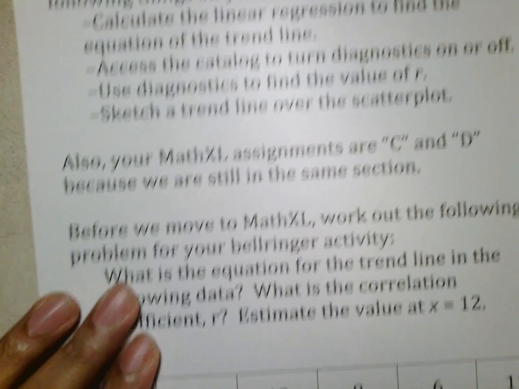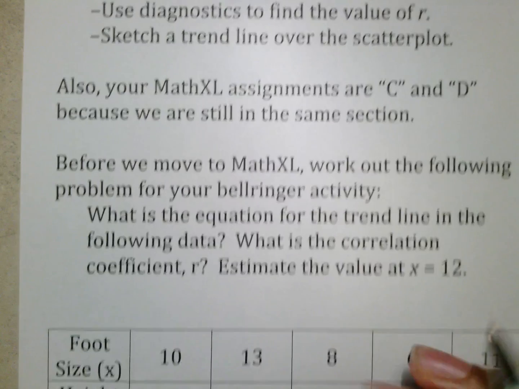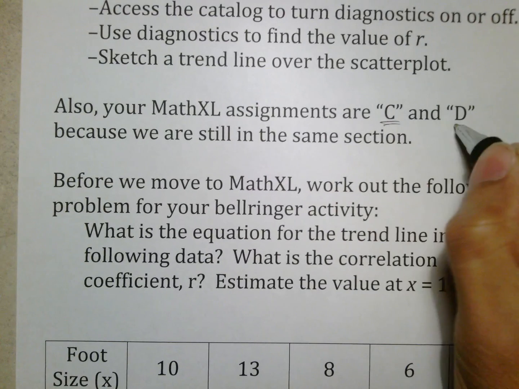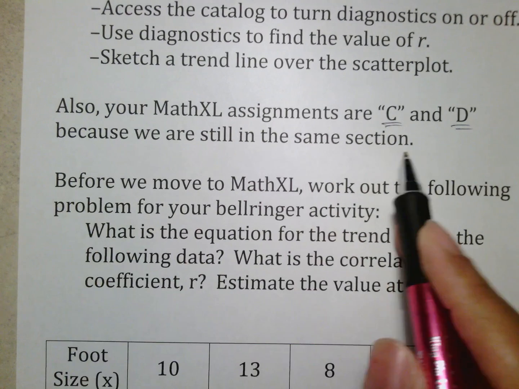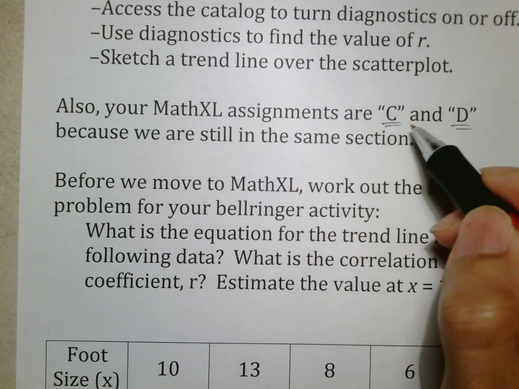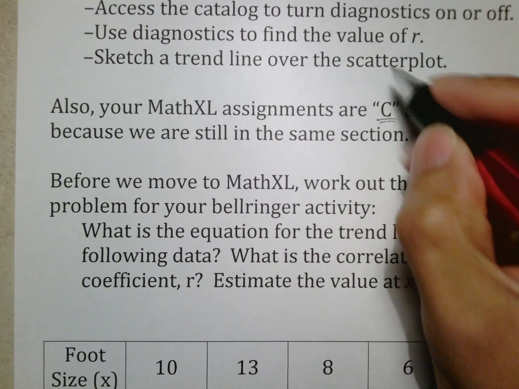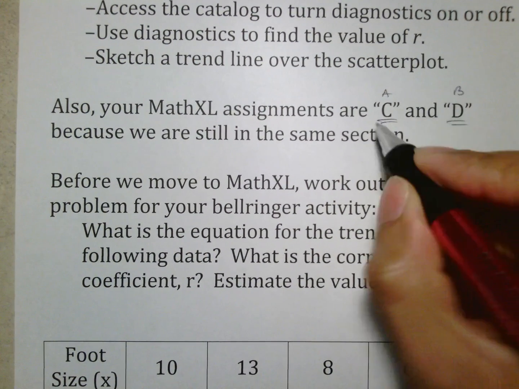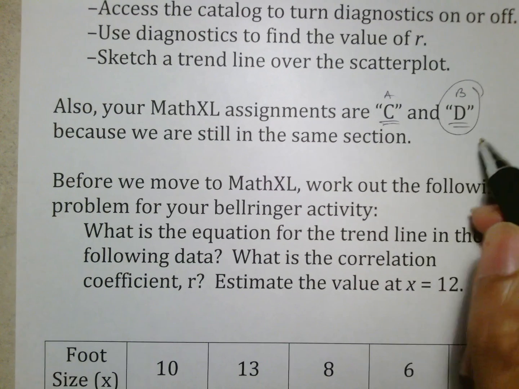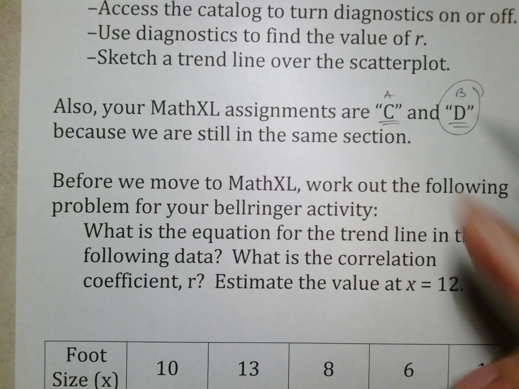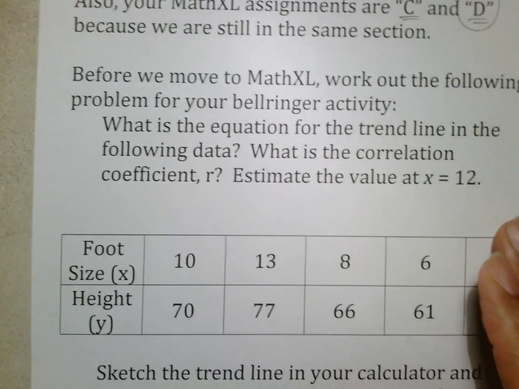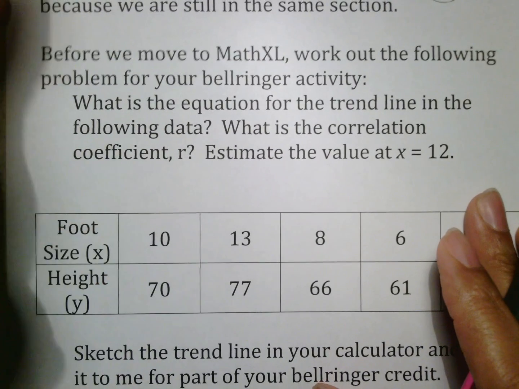So other than that, your Math XL assignments today are C and D, because we're still in the same section of 5.7. So again, this represents your A, this represents your B. This is what needs to be done on paper if you want credit, but this is just your homework. But before you go on to Math XL, work out the following problem for your bell ringer activity.